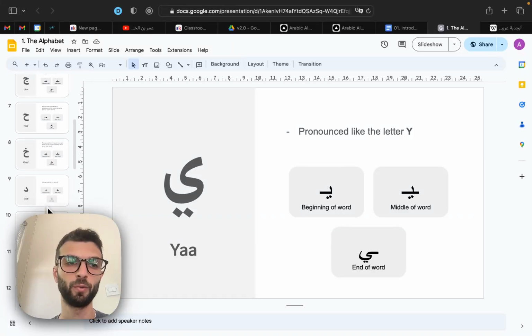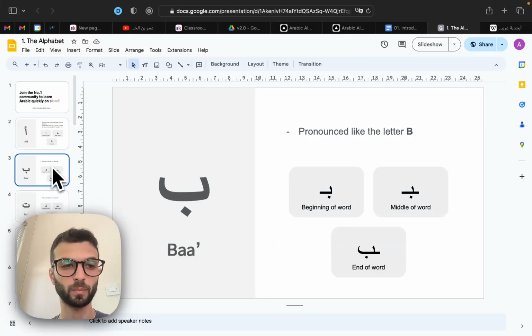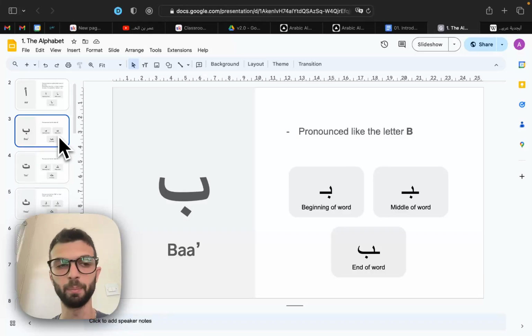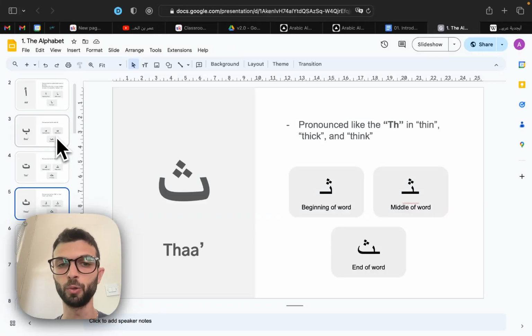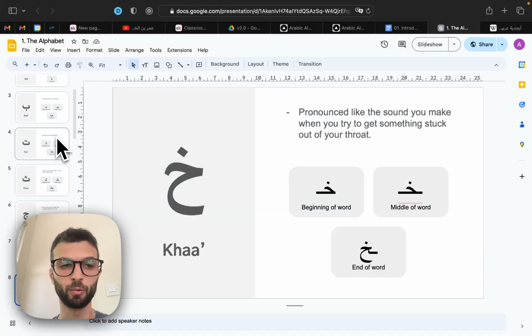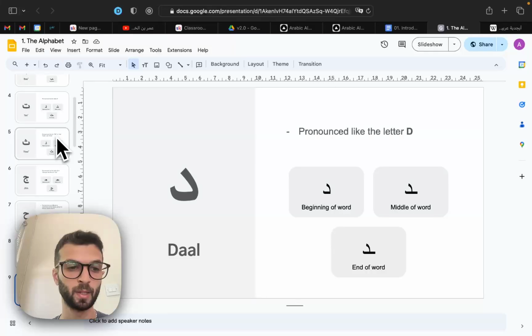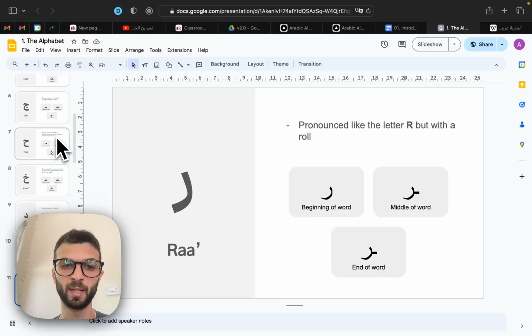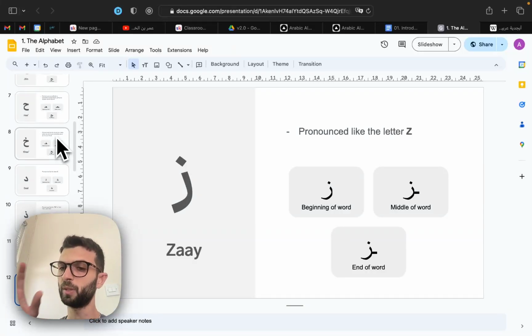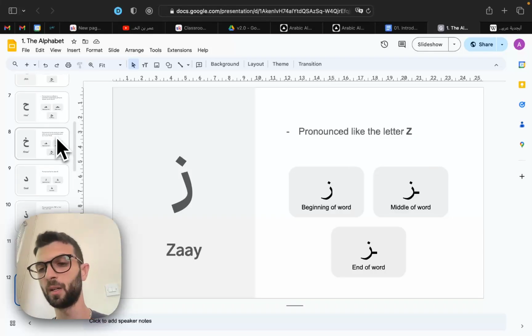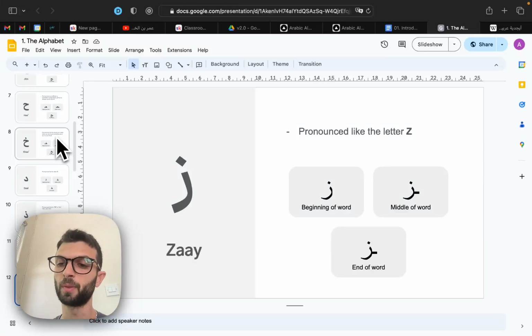Okay? So if you go back and look at all of them, a lot of them have similar shapes. So the Ba, Ta, and Tha are like a group, and it's just the dots that change. The Jim, Ha, and Kha are a group, and it's just the dots that change. Dal and Dhal, same thing. Ra and Zai, same thing. So if you can group these letters and remember which one has the dot and which dots go where, it'll be easier for you to remember them rather than thinking each letter is completely different than the rest of the 27 other letters in the alphabet.